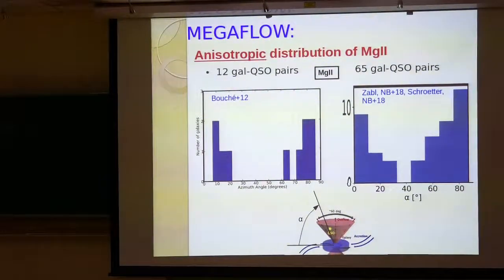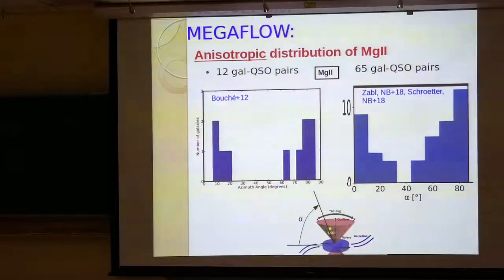Let me just go back to results on the statistics of magnesium 2 absorbers and the magnesium 2 galaxy pairs. What we found here is a very strong signal for an anisotropic distribution of the magnesium 2 gas around galaxies. So this alpha here is the x-axis in these two plots. It is the angle between the apparent quasar location and the galaxy major axis. So that's where IFUs are great, because you can determine the major axis very easily from the kinematics.